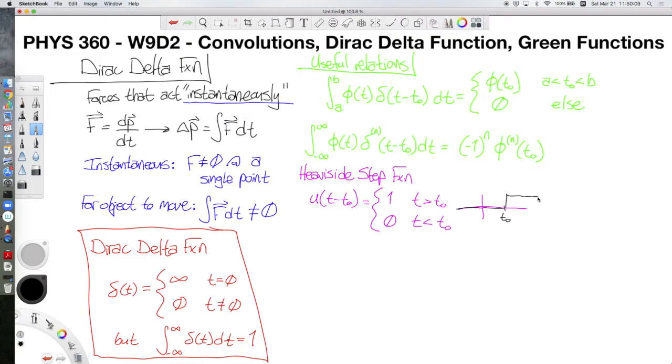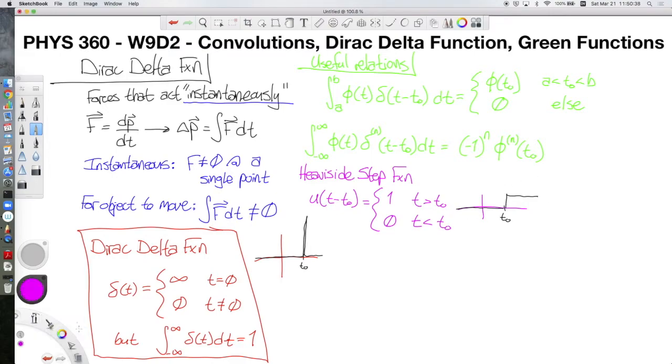And I guess I could draw you what the Dirac delta function might look like as well. Zero, zero, zero, zero, zero, infinity, then back to 0. So the Heaviside step function, if you multiply it by something that depends on time, just specifies that it doesn't exist before t equals 0 and does exist after t equals 0.